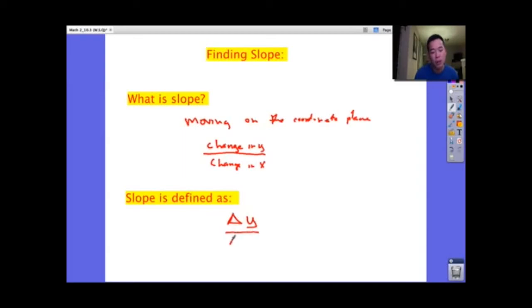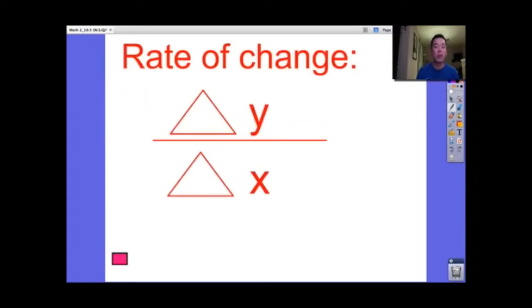Delta y over delta x, and this little symbol right here just means delta. It's the Greek symbol for change. So its slope is defined as the change in y over the change in x. Here's a little better slide for you to remember. Remember, the rate of change and slope are the same thing, because the rate of change is how you're changing from one point on the graph to the next. Slope is the same way. Slope is the mathematical way of saying rate of change. So it's the change in y, delta y over delta x.